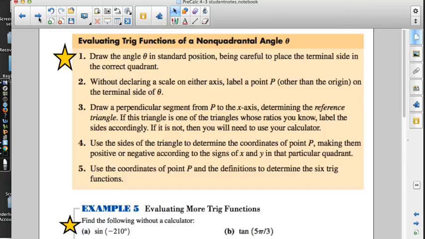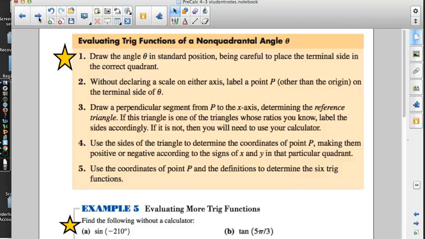You draw the angle theta in standard position, carefully placing that terminal side in the correct quadrant, because that's the piece that people forget. You know, if something's negative, I've got to make sure I have that on there. Without declaring a scale on either axis, label a point P other than the origin on the terminal side. Yeah, I didn't put any 1, 2, 3, 4, 5 on intervals or anything like that. I was just looking at what do I have for my angle. So you draw that perpendicular segment from P to the x-axis because the x-axis creates that reference triangle. If this triangle is one of the triangles whose ratios you know, you better be given those answers exact. Label those sides accordingly.